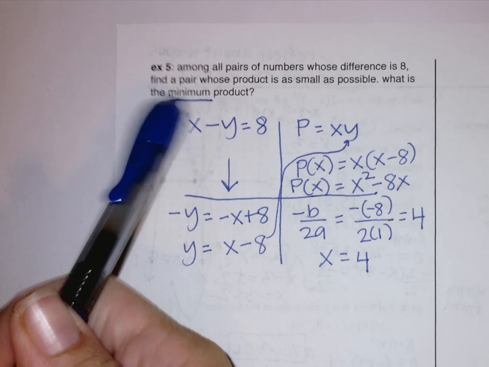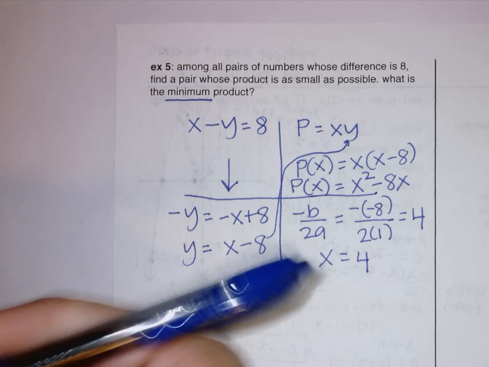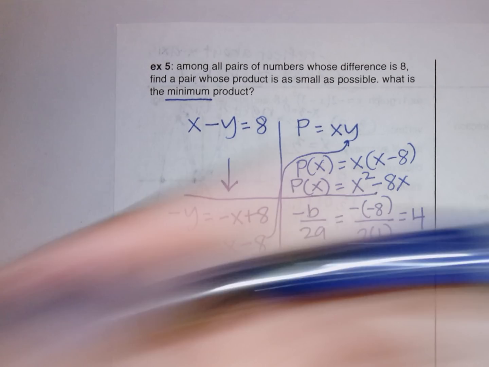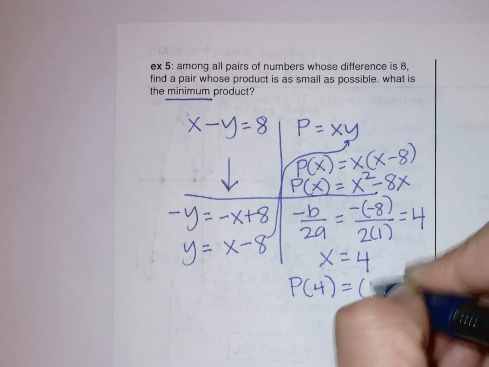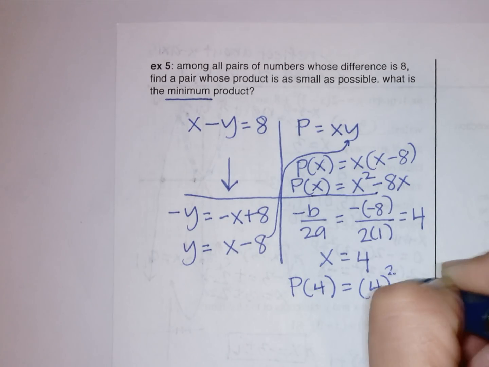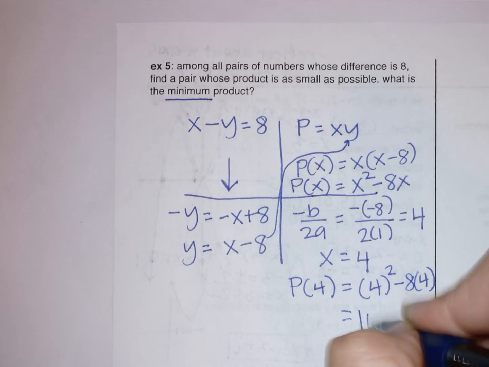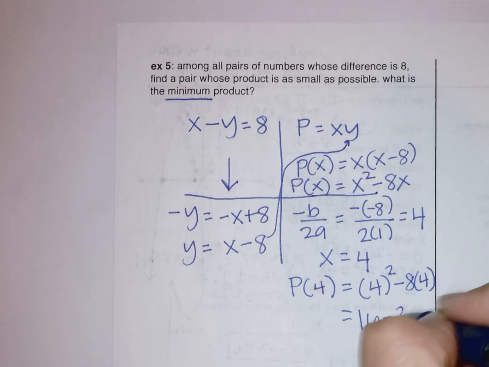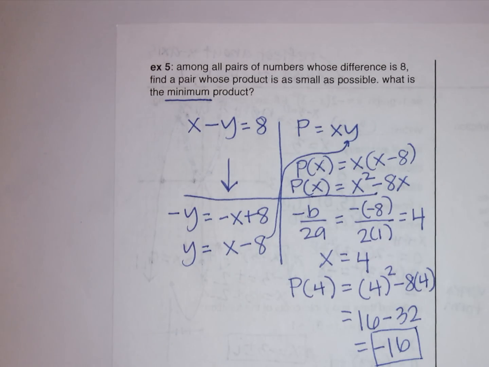Now this question is asking you for the minimum product. Because it's asking you for the minimum product, you can take this 4 and plug it in. And because that's the product function, it'll give you what the minimum product is. So the minimum product is -16. Well, what's the other number then?